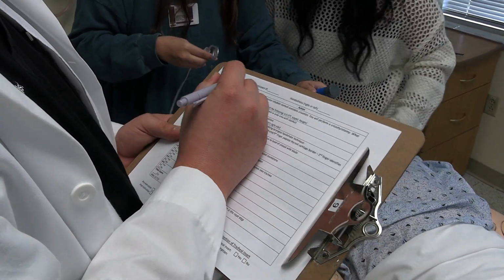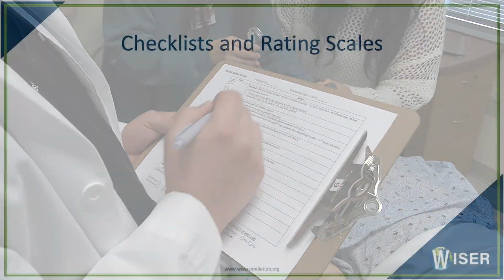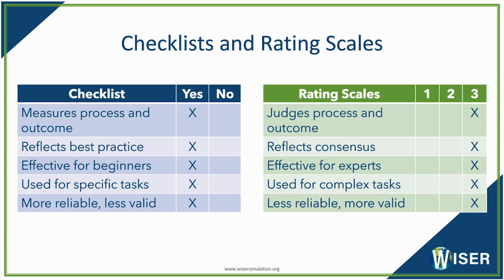There should be a consistent and standardized way you collect, record, and provide assessment data. At Wiser, we utilize checklists and rating scales to evaluate team and individual performances. Checklists measure processes and outcomes and are useful to note if a specific task or action was performed. However, rating scales judge processes and outcomes reflecting how well the learner completed the task or action.